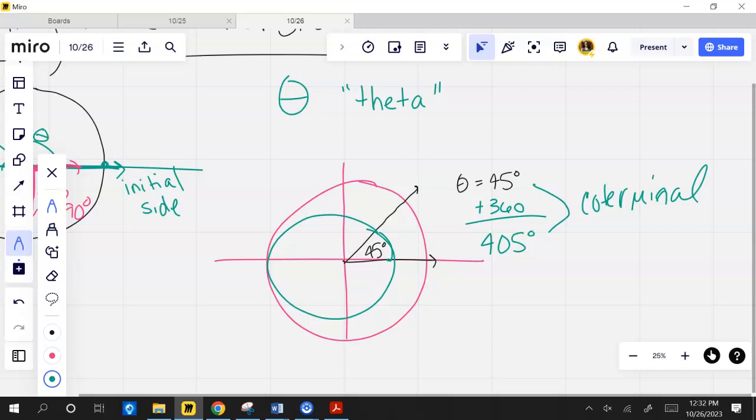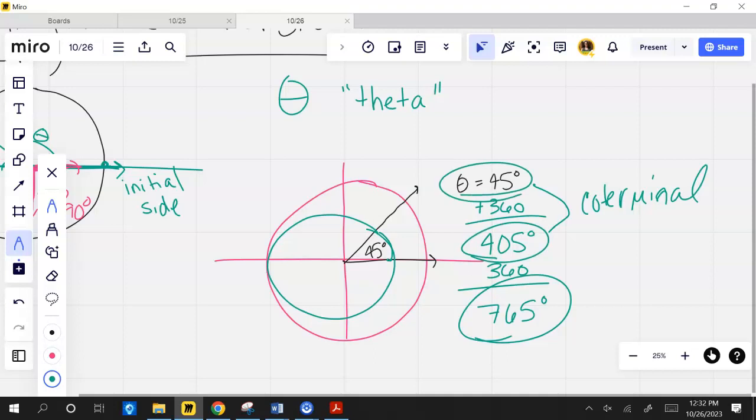Coterminal. I could keep doing this an infinite number of times, and these angles are what we call coterminal because I'm just adding 360 every single time. Okay, those are all coterminal.